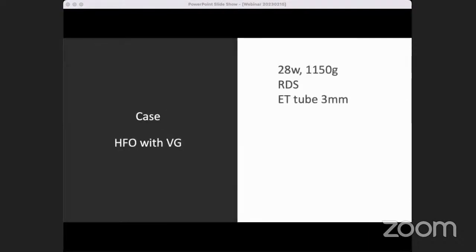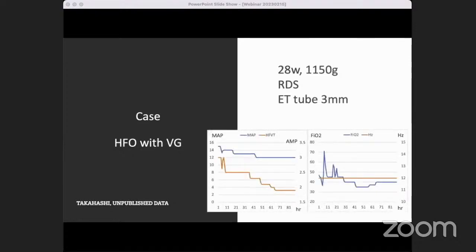Let me show you the monitoring data of a baby managed by HFO with VG. We started ventilator management shortly after he was admitted to our NICU. We started with SIMV, but the CO2 was uncontrollable, so we switched to HFO at 4 hours of birth. The graphs show a rough transition of ventilator settings. MAP was started at 15, tidal volume at 3 milliliters, and oxygenation was temporarily increased to 70%, after which respiratory conditions improved.